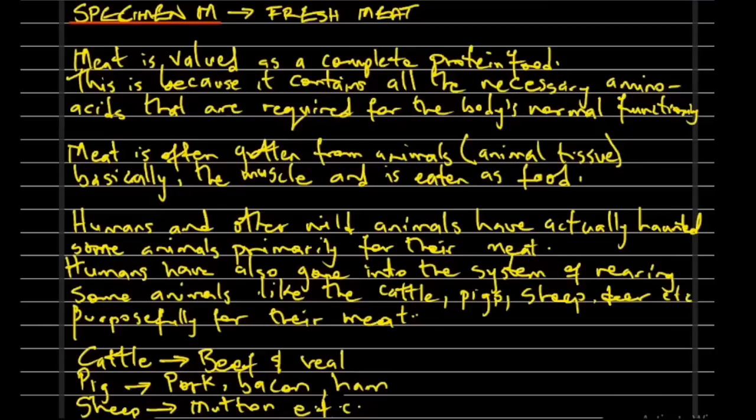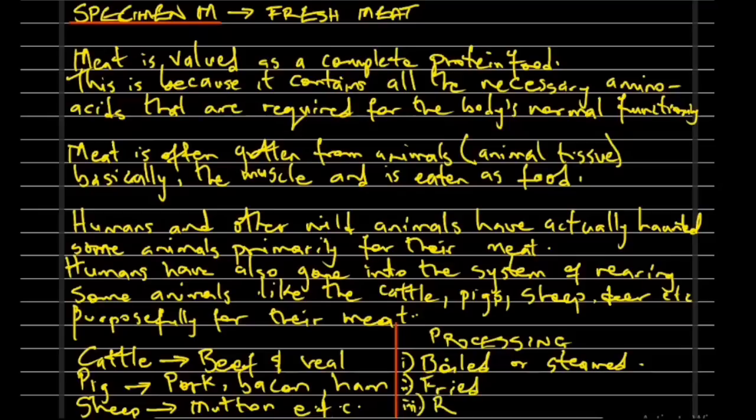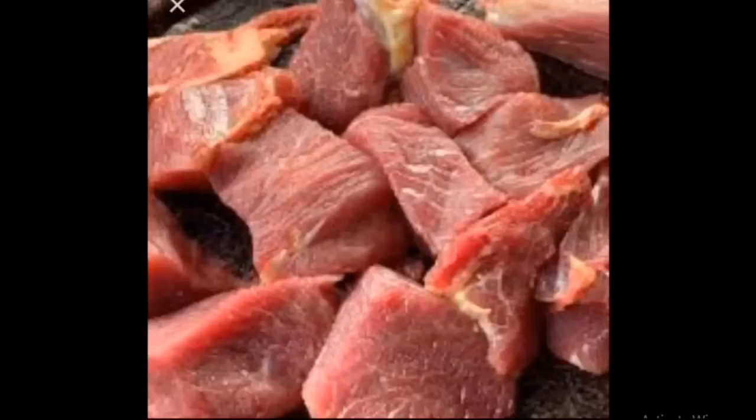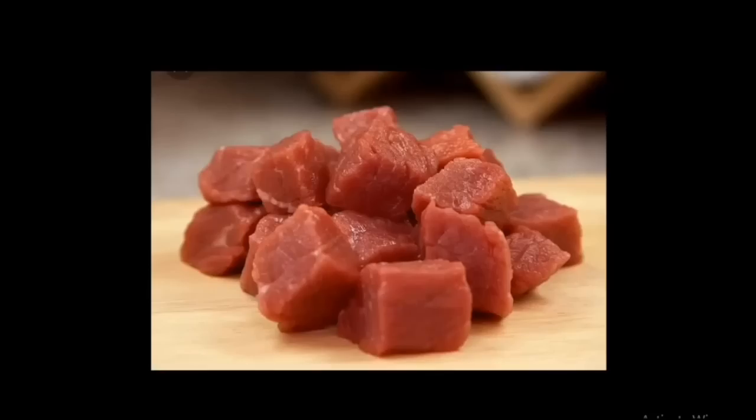Now, we have said that meat is proteinous, and it could be processed in so many ways. It could be boiled or steamed. It could be fried. It could be roasted. You could just salt it. There are so many ways of processing and preserving this particular type of meat. So that is about specimen M, which is fresh meat. These are pictures that show us what fresh meat looks like.